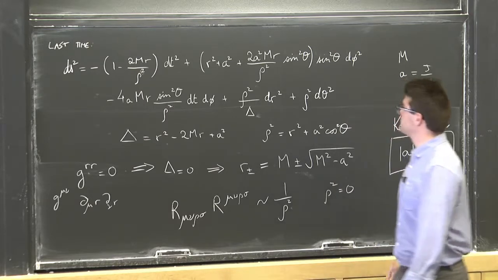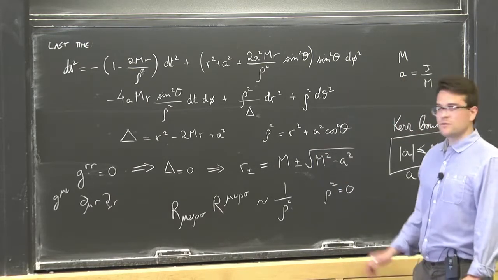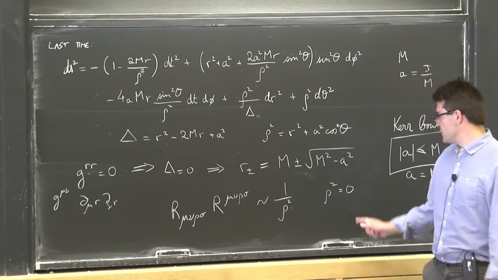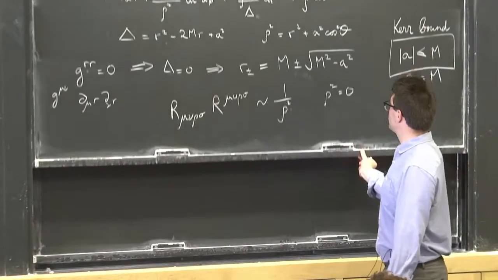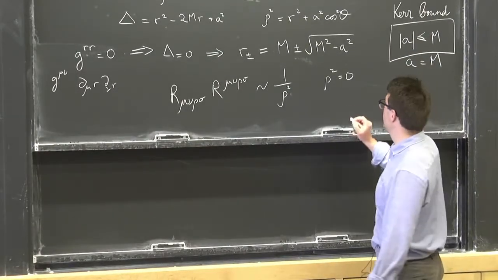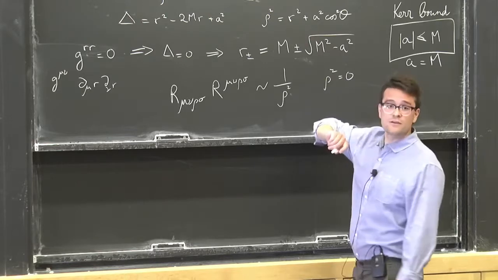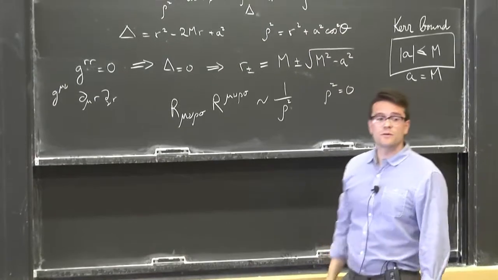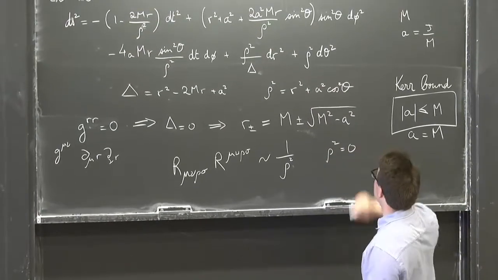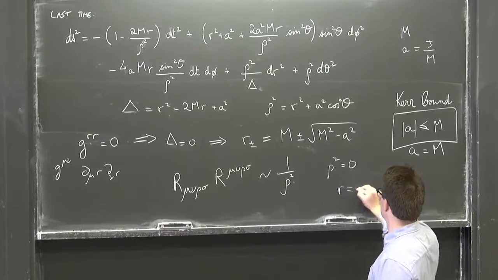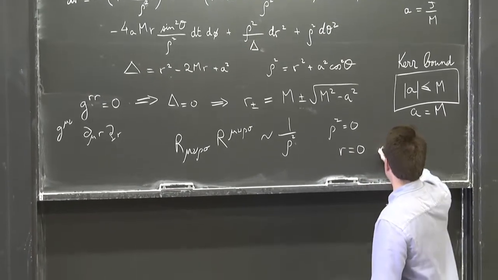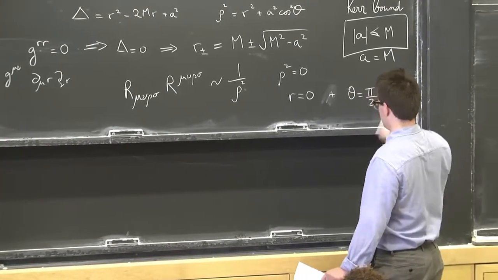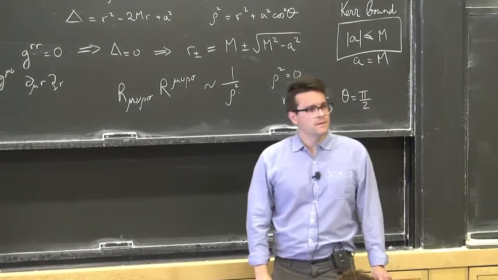Now if you stare at rho squared, you see that it's the sum of two squares, which are manifestly positive. So you can only go to rho squared equals 0 when both r squared vanishes, and a squared cos squared theta vanishes. And since in general we're going to assume we're not in Schwarzschild, that means cos theta has to go to 0. So that means r equals 0 and theta equals pi over 2. So what does this mean?